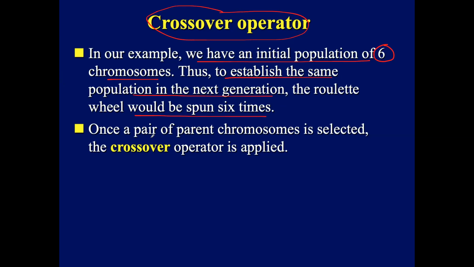When we do that, we shall select 6 parents. So when we rotate it 6 times, it will give us 6 parents, and it is those that we are going to use to try to generate new offsprings. So from the 6 parents, we can choose a pair of parent chromosomes where we apply the crossover operator.